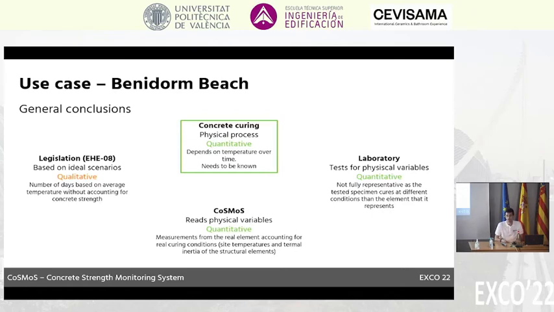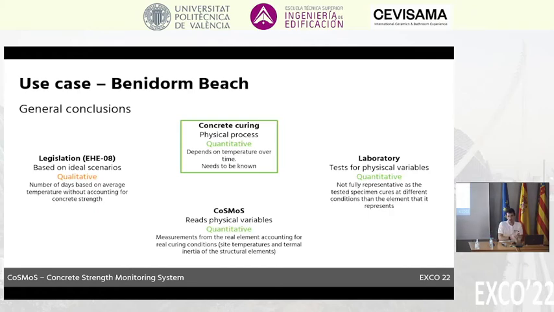The other common thing that has always been done is laboratory testing, which gives us more real information. It's already a quantitative test. We are assessing a real parameter, a physical variable, which is concrete strength. The only thing with this is that it is not related to the real concrete being poured on site. It's the same concrete mixture because you take the samples out of the same truck at the building site before pouring, but they are not curing at the same conditions. And we've seen in the plots that concrete will end up with different strength over the same period of time. So here is where CoSMoS comes in.